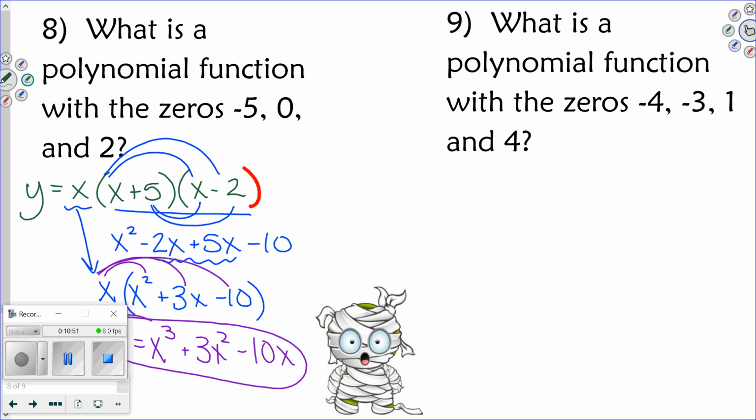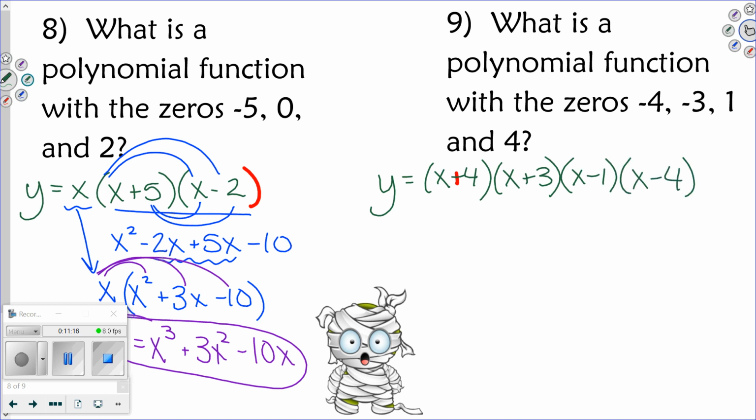Yes. Yep, so number 9, there are 4 answers. My final answer should be an x to the 4th if I do it right. All right, so let's go ahead and write them down. So y equals x minus -4, -3, 1, 4. Oh, this one's going to be fun.